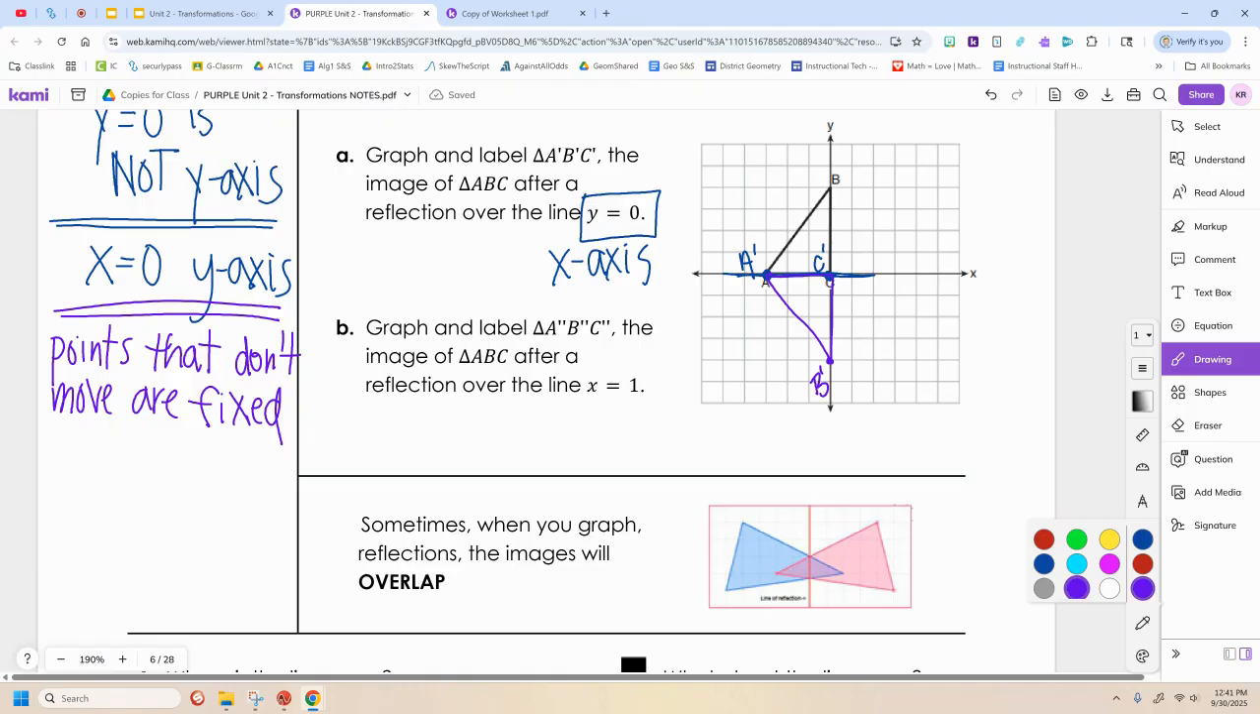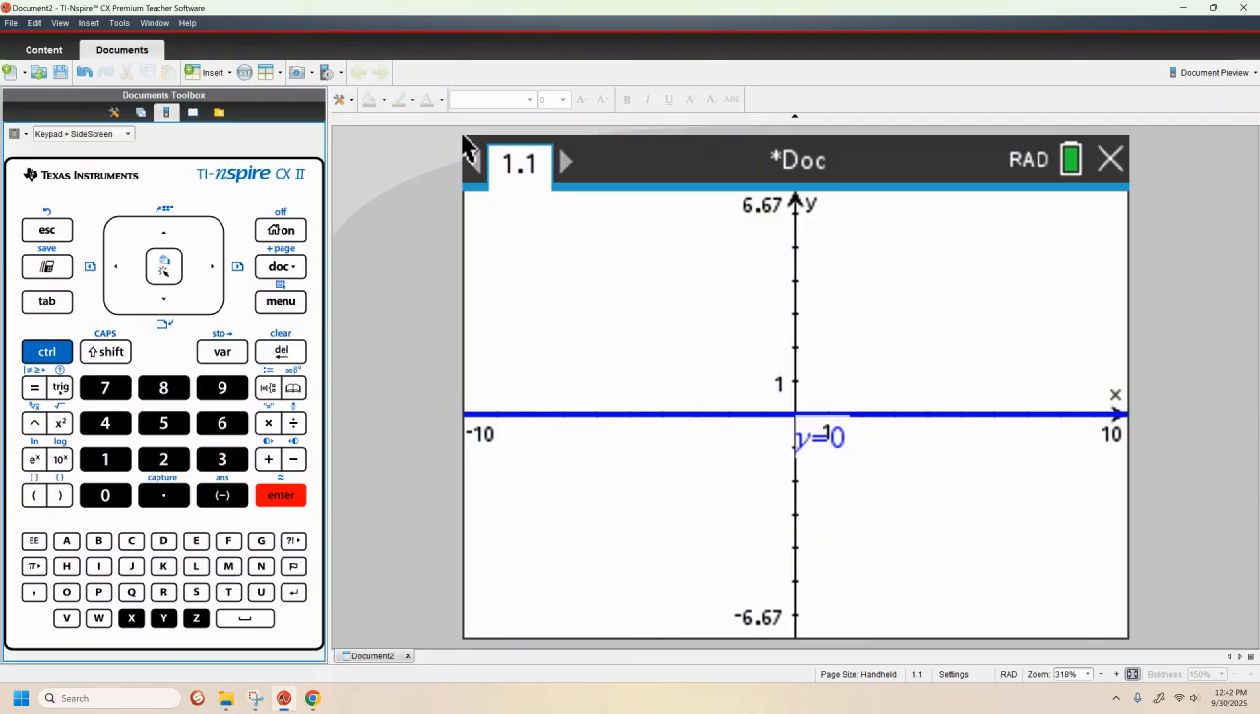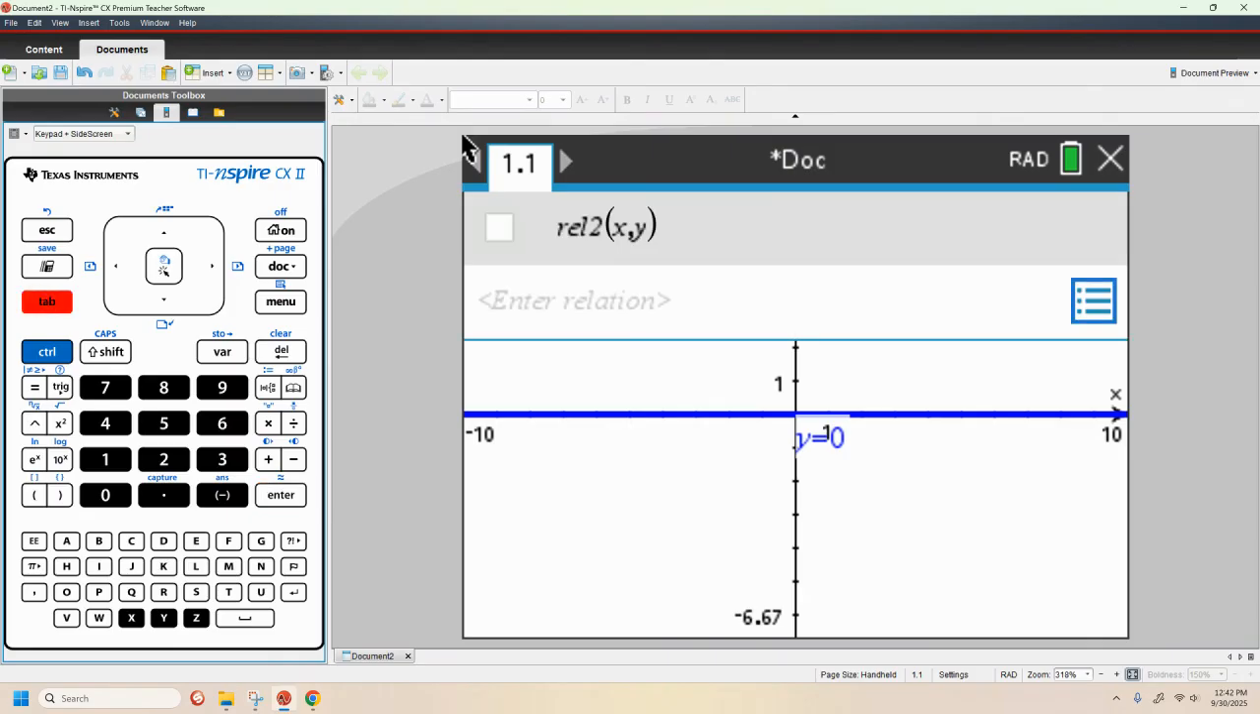Are we ready for part B? Okay, so part B says, reflect over the line x equals 1. So we're going to go back to the pre-image. Do you see this? ABC, okay? So where in the world is the line x equals 1? I am always going to graph in the calculator, okay? So once again, I pick up my calculator. I can stay right here. I have to hit tab to get back to the line where you can put things in, okay?